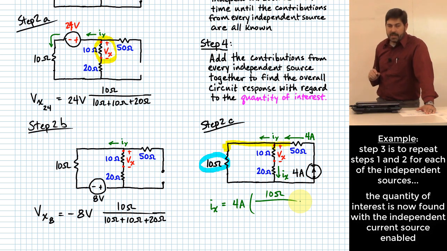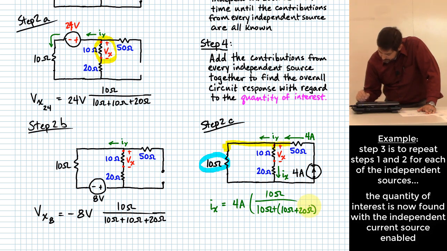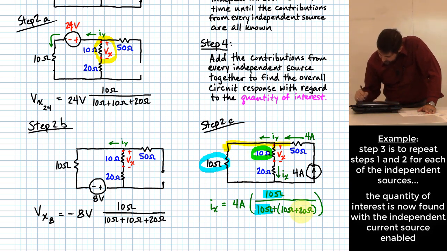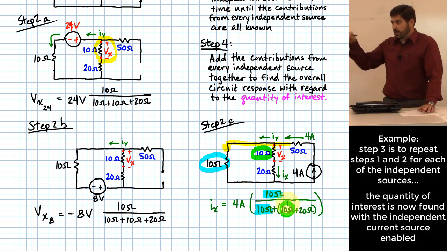Now what do I put in the denominator? I will use that 10 ohms again, but then the other path has how much resistance? 10 ohms plus 20 ohms, right? And just to be clear here, the 10 ohms that I'm putting there comes from the 10 ohms that I've got on that left side, and then the other one comes from the 10 ohms that I have on this leg.